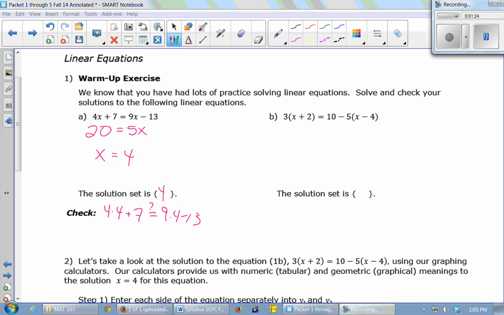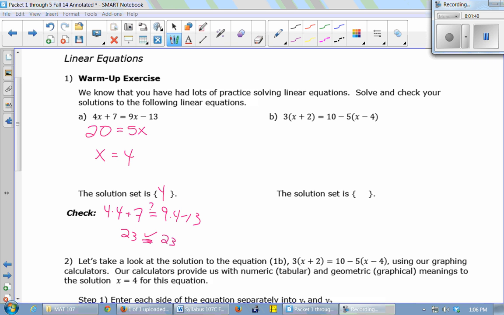16 plus 7 is 23. 9 times 4 is 36. Minus 13 is 23. Check. 4 is in fact a solution, because when you plug it in, we get a true statement.